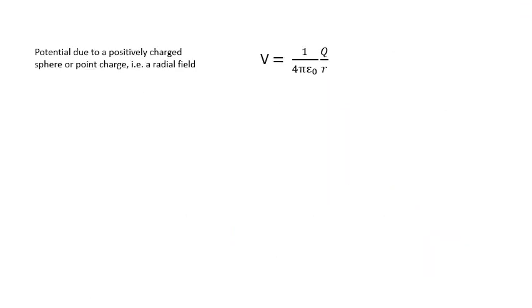How do we work out the potential in a radial field? It's V is KQ over R. K is 1 over 4 pi epsilon naught, which is about 9 times 10 to the 9. So V is KQ over R for a radial field.